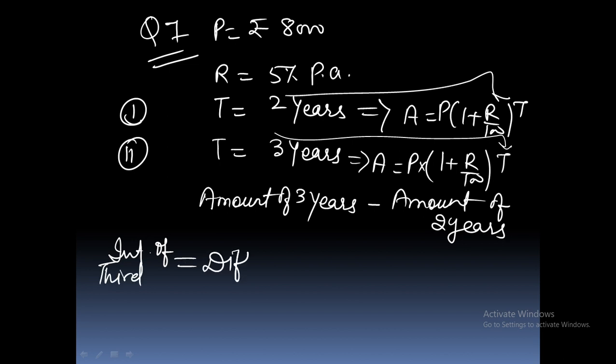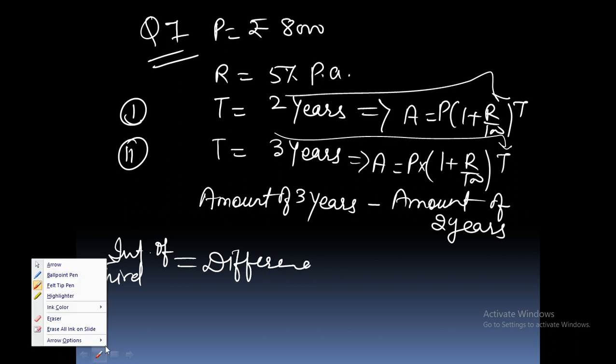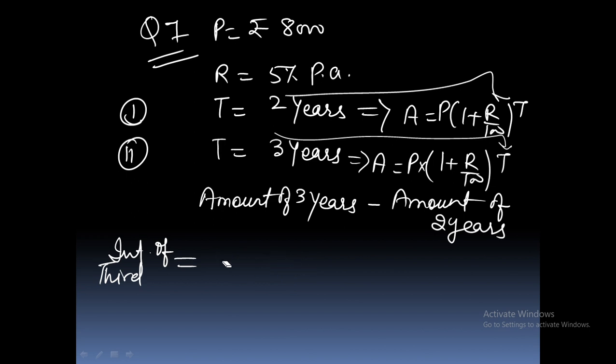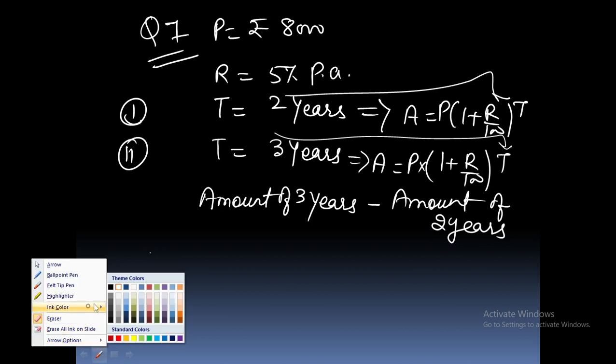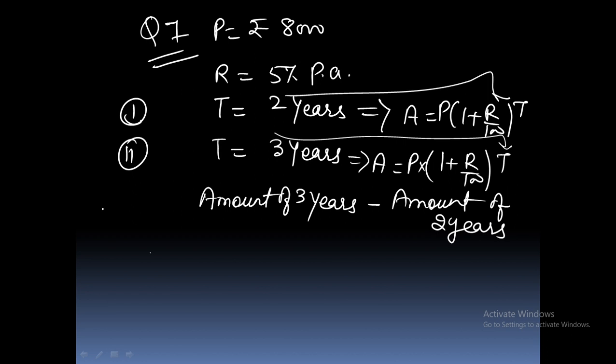Difference. This amount will be the interest for the third year. When you calculate the amount of 3 years minus the amount of 2 years, that amount will be the interest for the third year.